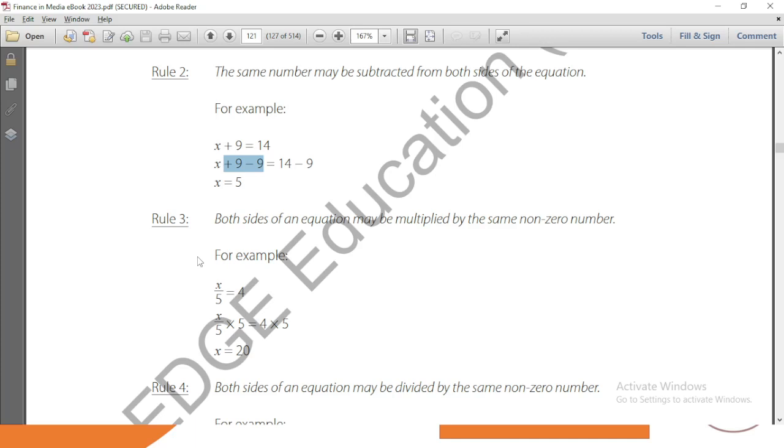On rule number 3, it says that both sides of the equation may be multiplied by the same number, but the number has to be a non-zero number. So meaning that you cannot multiply by 0. The reason behind that is that if you multiply any number by 0, the final answer will be 0. So therefore 0 cannot be used to transfer any amount or to simplify or solve an equation.